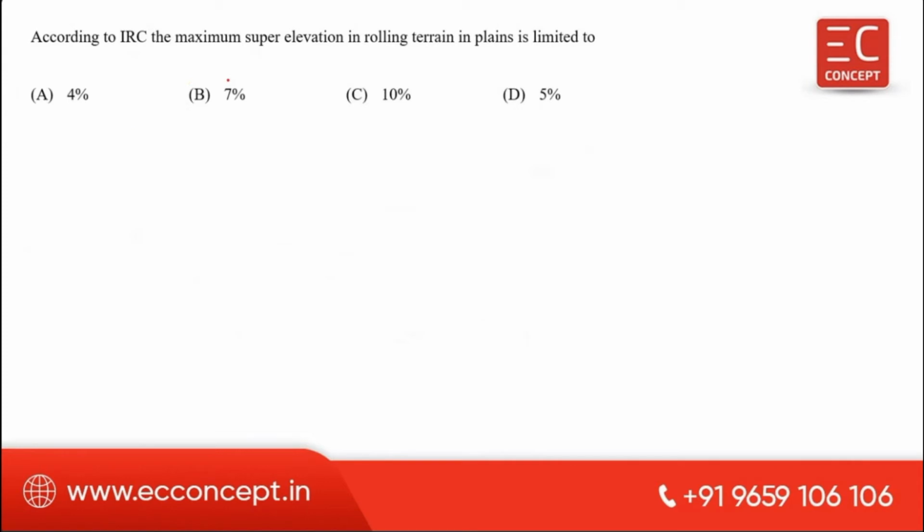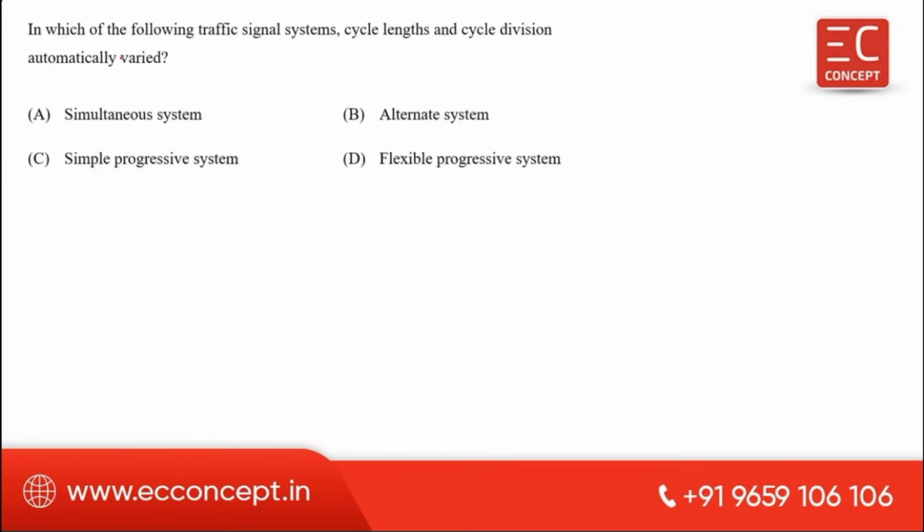As per IRC, the maximum super elevation in plain and rolling terrain, this value is 7%. For mountainous terrain, this is the 10%. E max. So here plain and rolling terrain is 7. Understood? Next one. In which of the following traffic signal the cycle length and cycle division automatically varied?